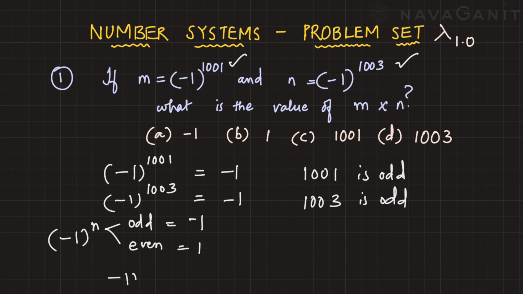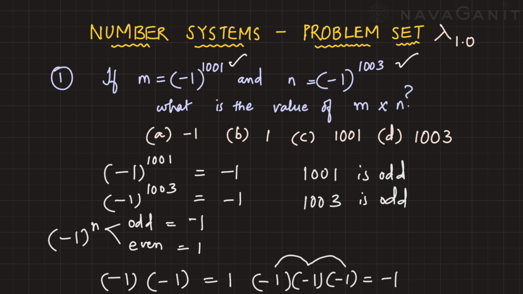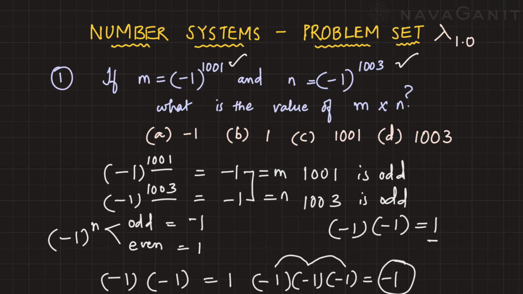Because if I multiply minus 1 say twice, the product is 1, and if I multiply it thrice, the product is minus 1. So if I multiply minus 1 an odd number of times, the result is always minus 1. So even in the case of minus 1 to the power of 1001 and 1003, the result would be minus 1. So now this is m and this is n. So m multiplied by n would be minus 1 multiplied by minus 1, and hence the answer is 1. So B is the right option.